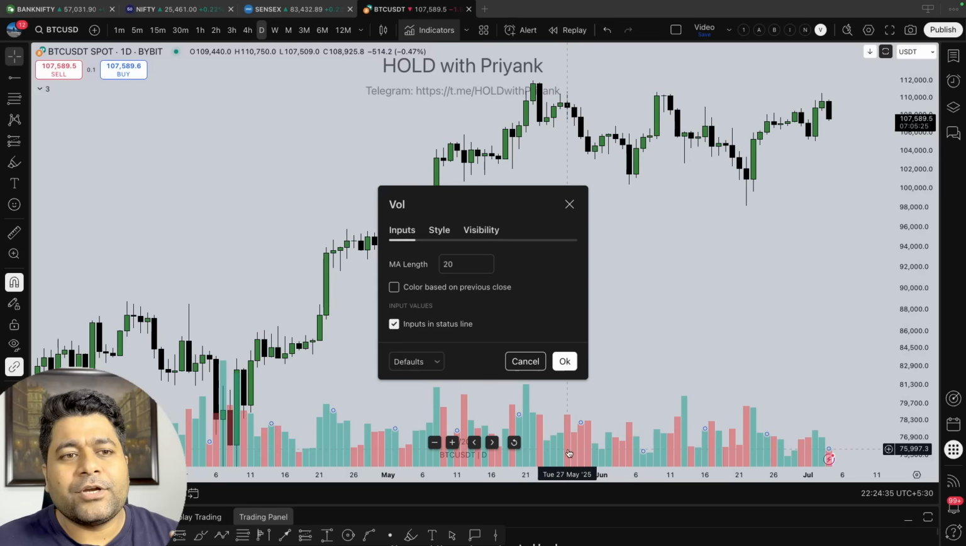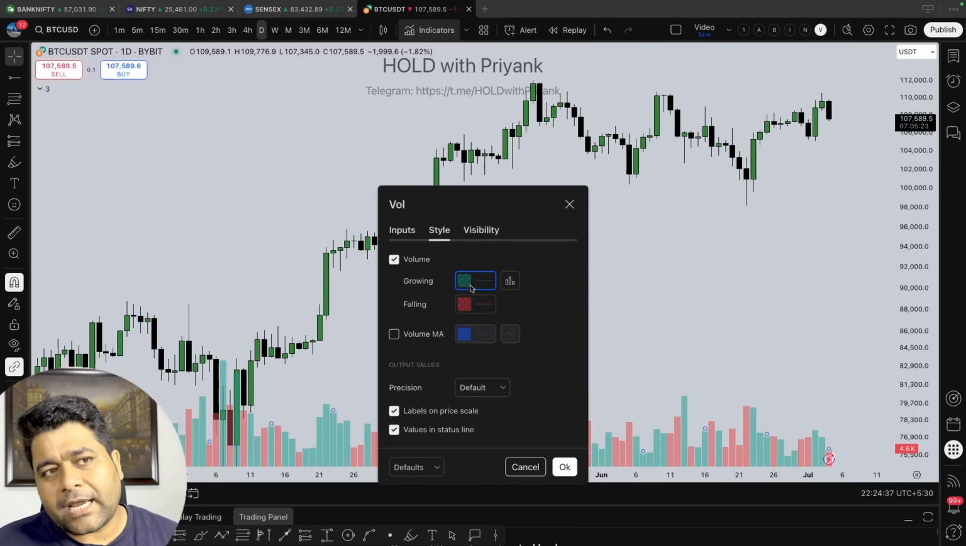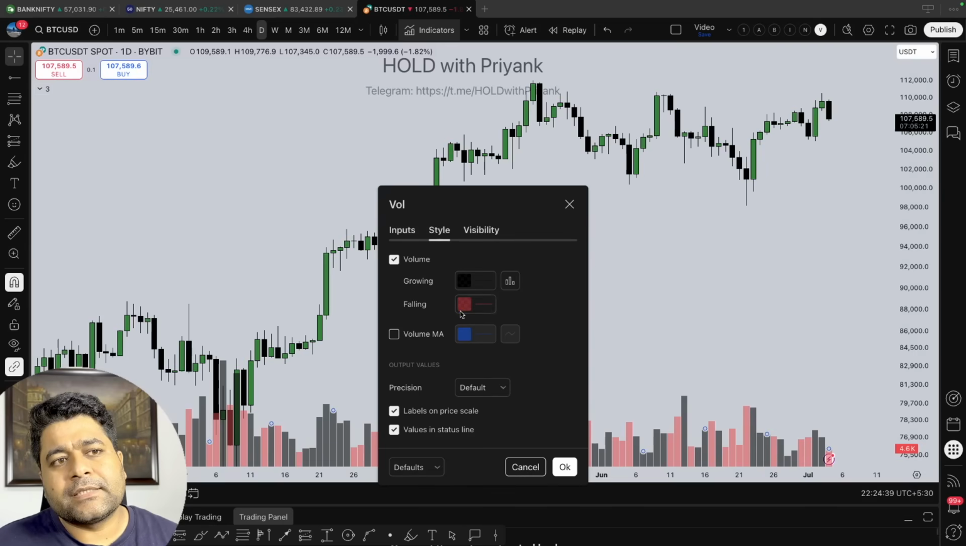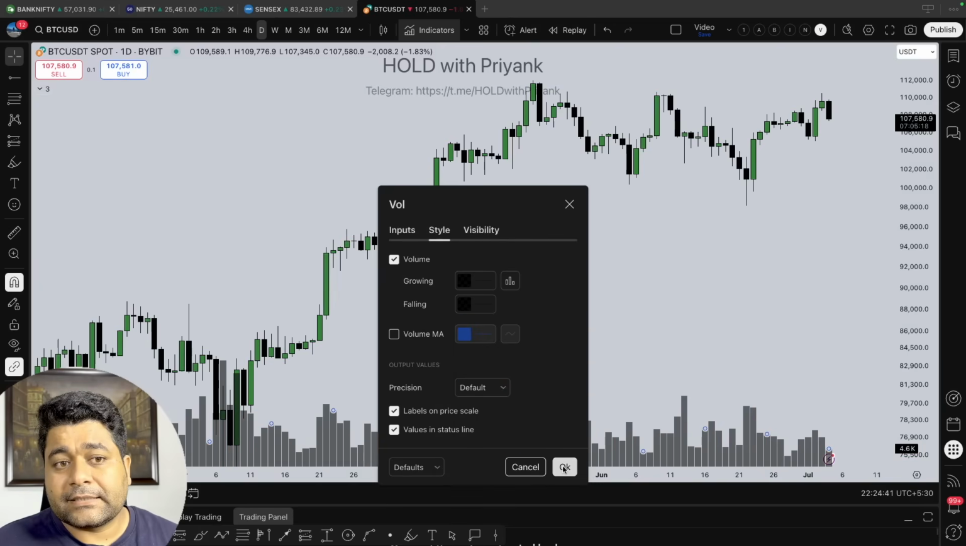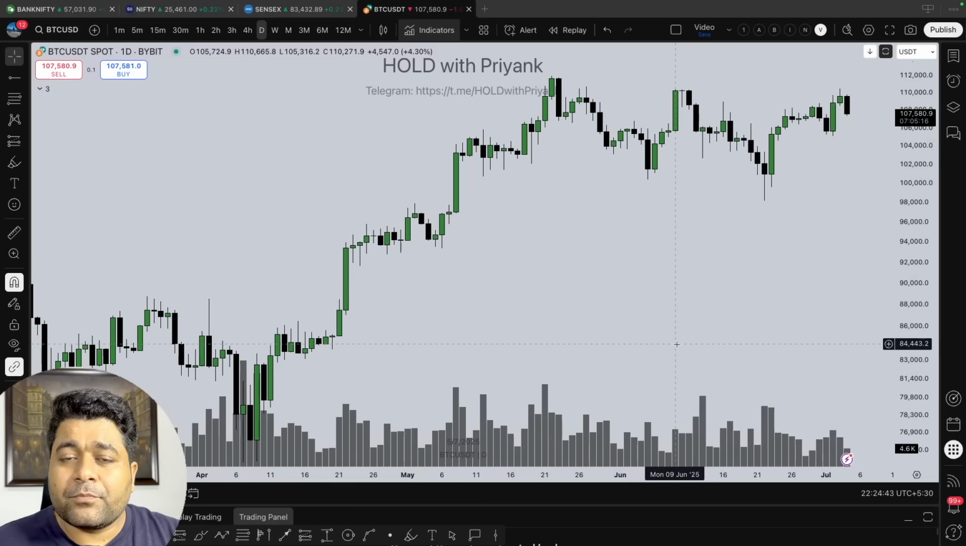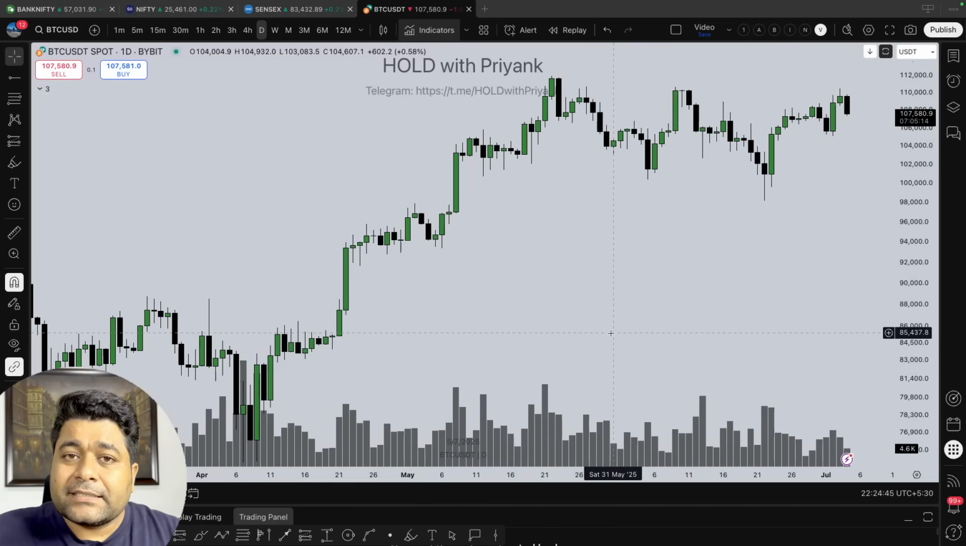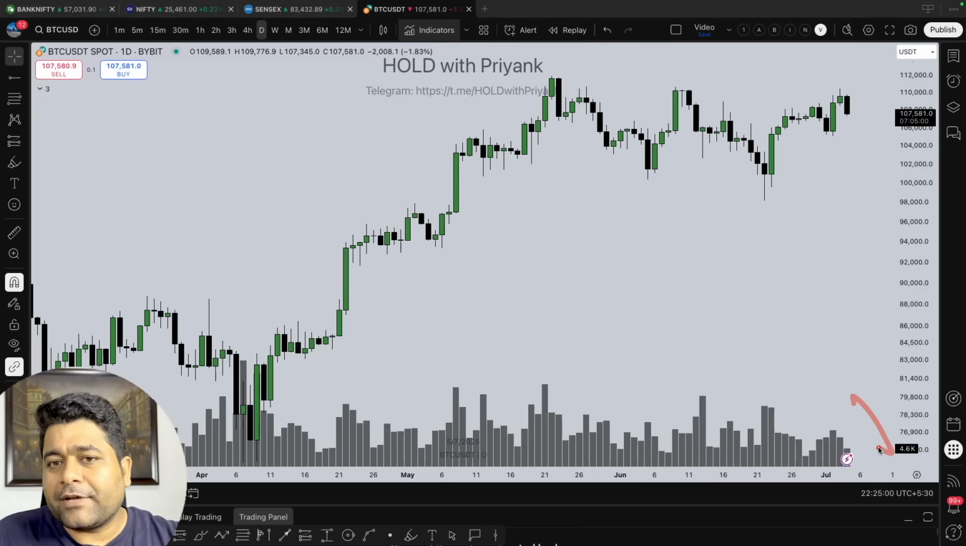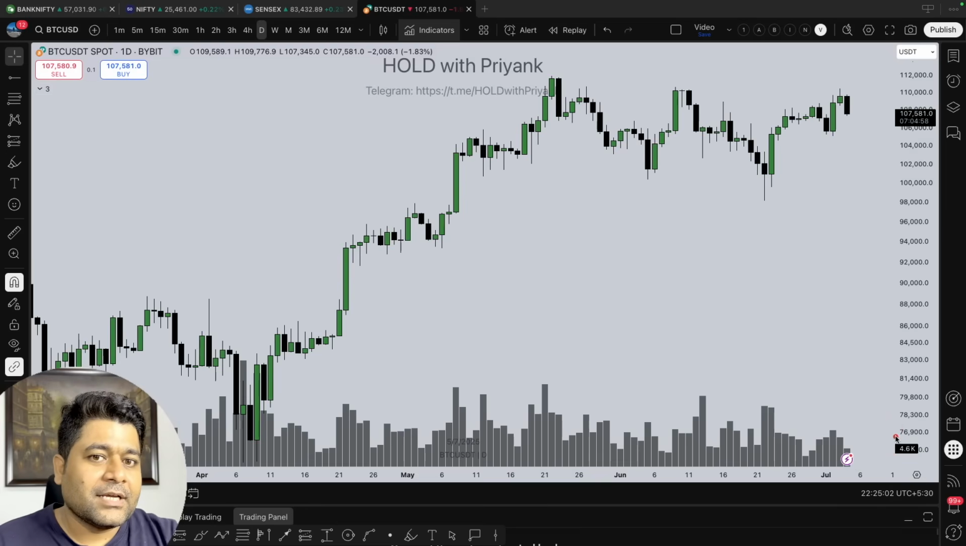Let me show you. I will go into the settings, into the style, and I will make both the bars black. Yes, I will make the same color for both candlesticks, and it still gives me the exact same value and changes nothing. So stop using volume as a symbol of buying and selling. It's all about the traded volume. Now you can see the contract value is still 4.6. You will say, Priyank, it changed.